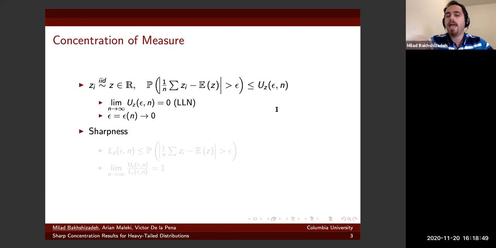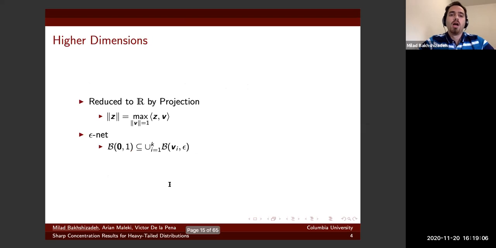We are not interested in just any upper bound. We are looking for a sharp one. In order to assess the sharpness of our bound, we consider a lower bound for the same probability, and say the bound is sharp if the limit of the ratio of the upper bound to the lower bound goes to 1 as sample size goes to infinity. You might notice that I motivated the problem for vectors, but stated it for scalars. It's easy to see that with a projection and epsilon net argument, one can extend the scalar result to higher dimensions. So no generality is lost here.